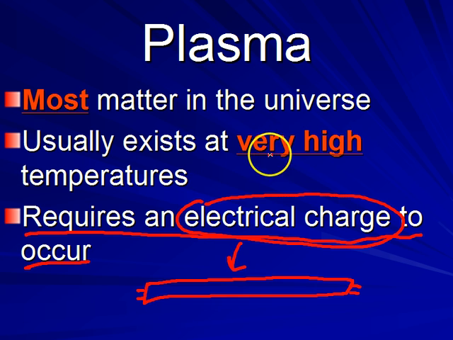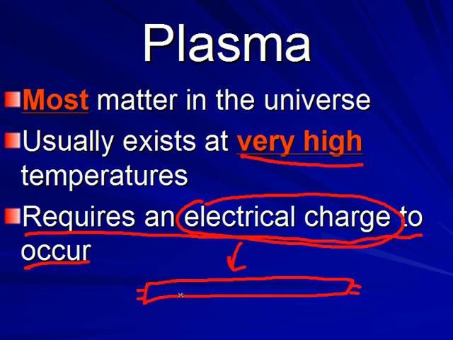Now you might be saying, but Mr. Whittoon, it's not at a high temperature. It's not that hot. Well, they get hot, but it's not that hot. You're right. Well, that's because we create a vacuum. And with a vacuum, we can actually change the temperature at which plasma can occur.